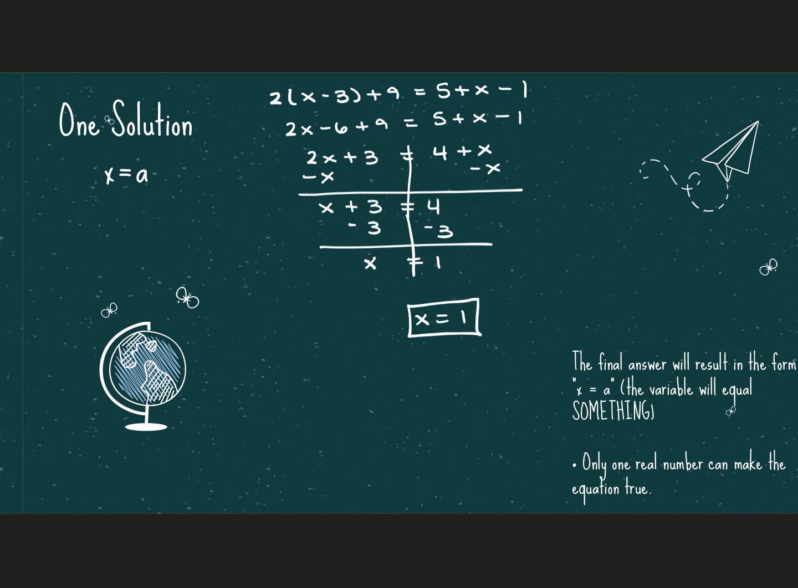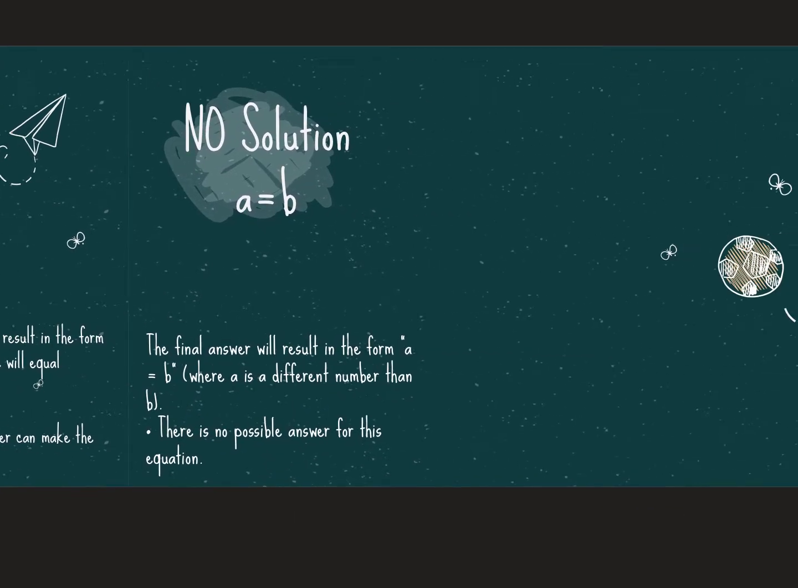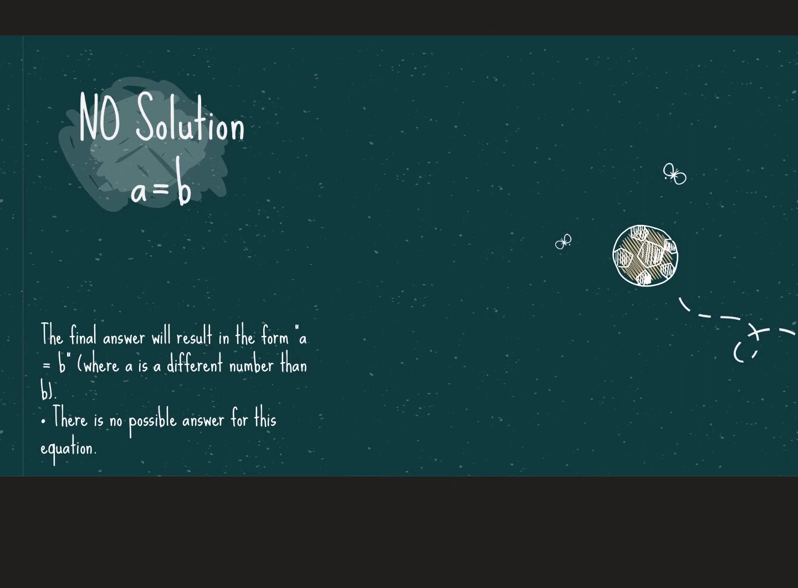These are the equations that we've been working on, whether we've had the variable w or v or z, we have one solution here. The next one we're going to look at is when we have no solution. That's a equals b, meaning that we have two things on either side of the equal sign that don't equal each other. The final answer will result in the form a equals b, where a is a different number than b. In this case, there is no possible answer for this equation, so we will solve equations that will have no solution.